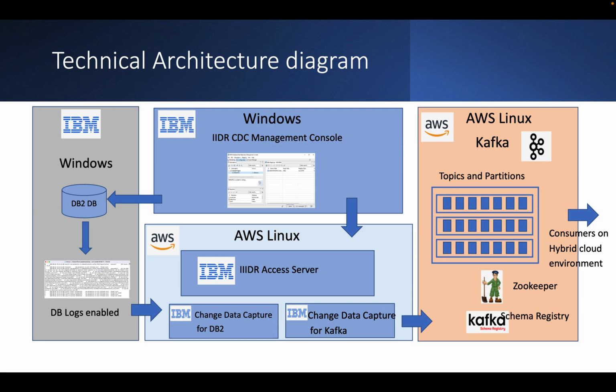Coming to the technical architecture, here to the left we see the DB2 database on a Windows environment. The logs are enabled and the data is captured by the change data capture agent for DB2. And we also have a Windows console for IBM InfoSphere Data Replicator change data capture. And then it is finally fed to the CDC for Kafka. And to the right side, we have the Kafka schema registry, Zookeeper, and the Kafka topics and partitions, which is used by the downstream applications to consume the data.